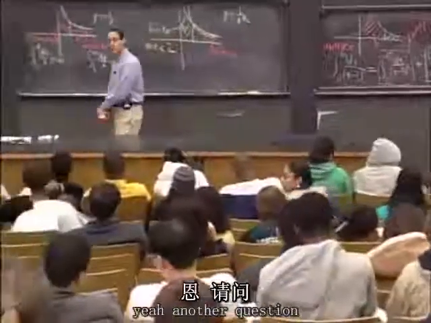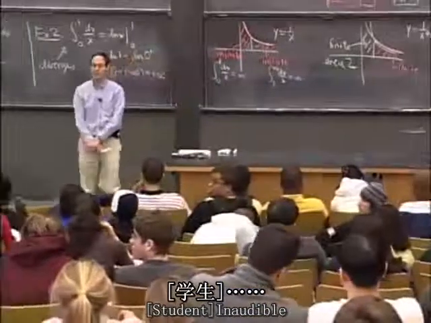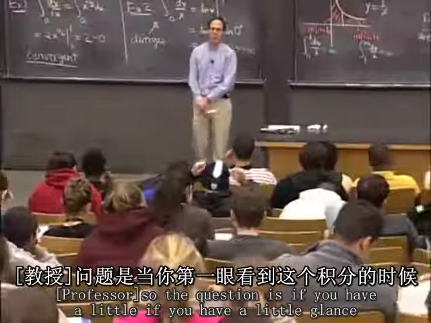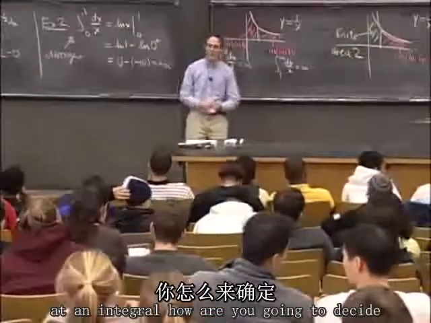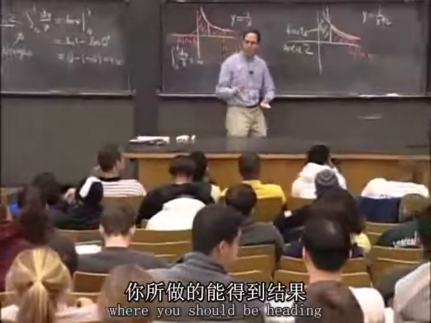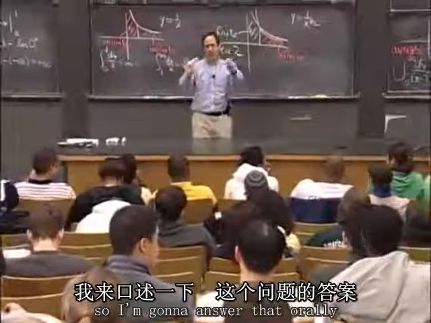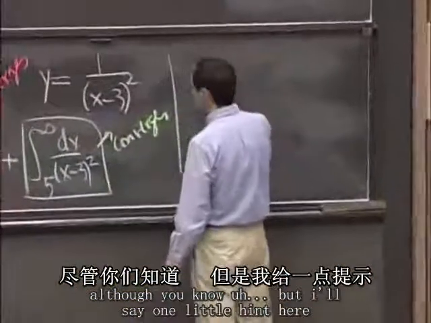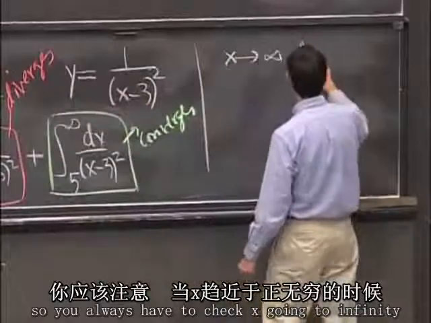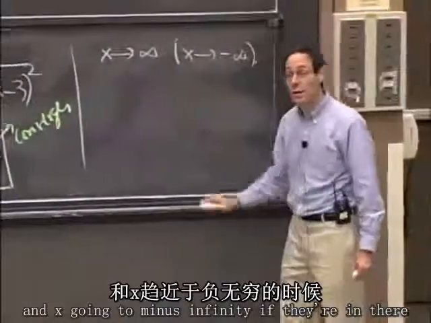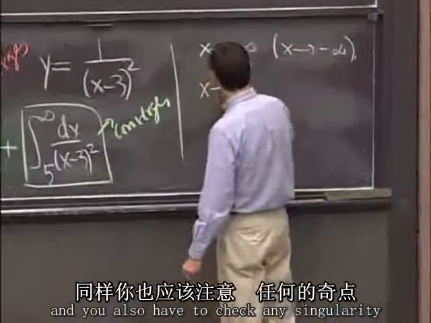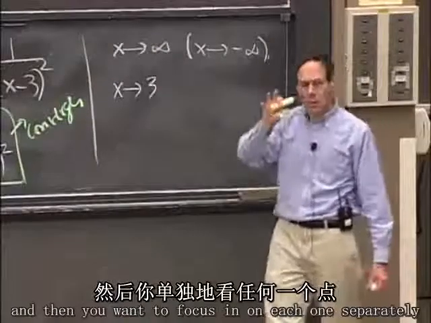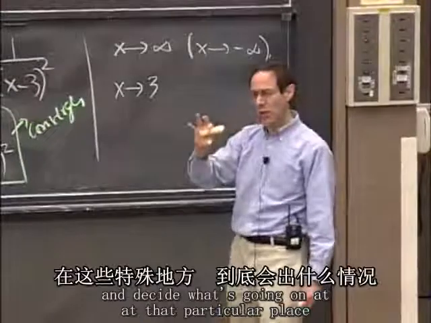Yeah, another question. Other than graphing it, if you have one of those integrals and you're just looking at it, how do you know if it converges or diverges? So the question is, if you have a little glance at an integral, how are you going to decide where you should be heading? So I'm going to answer that orally, although I'll say one little hint here. You always have to check x going to infinity and x going to minus infinity if they're in there, and you also have to check any singularity, like x going to 3 for sure in this case. So you have to pay attention to all the places where the thing is infinite. And then you want to focus in on each one separately and decide what's going on at that particular place.